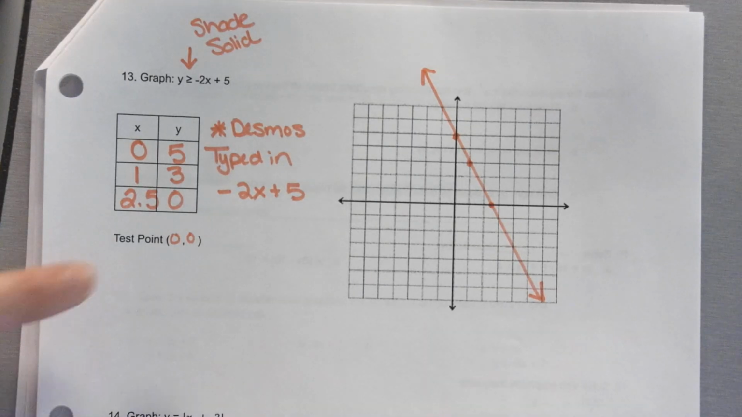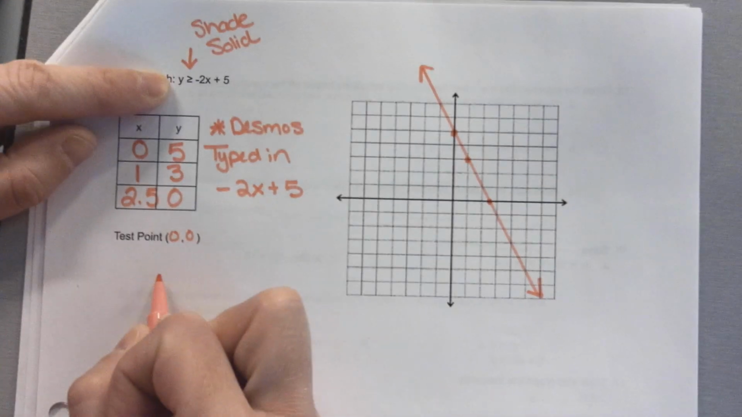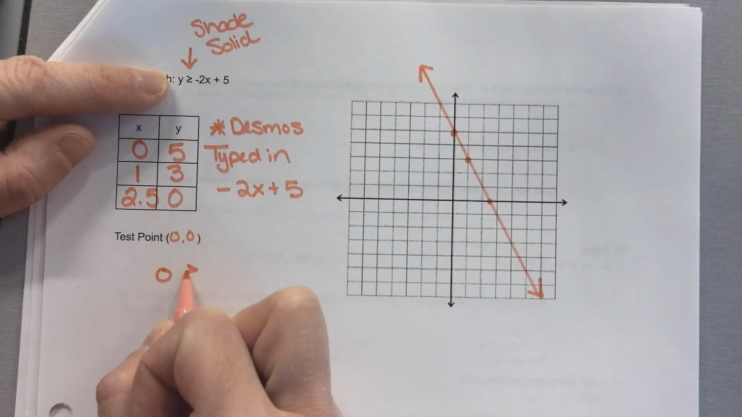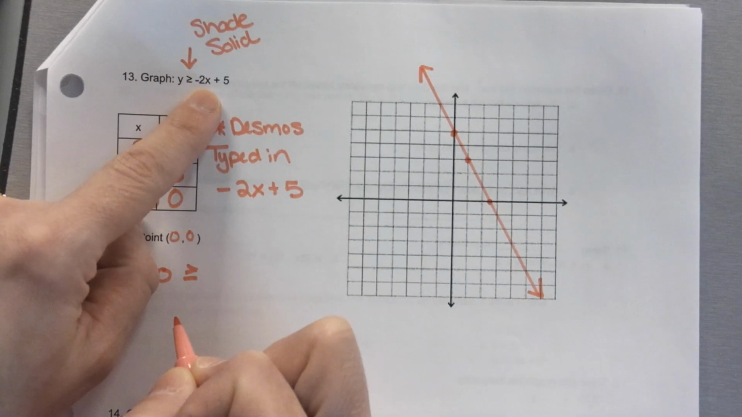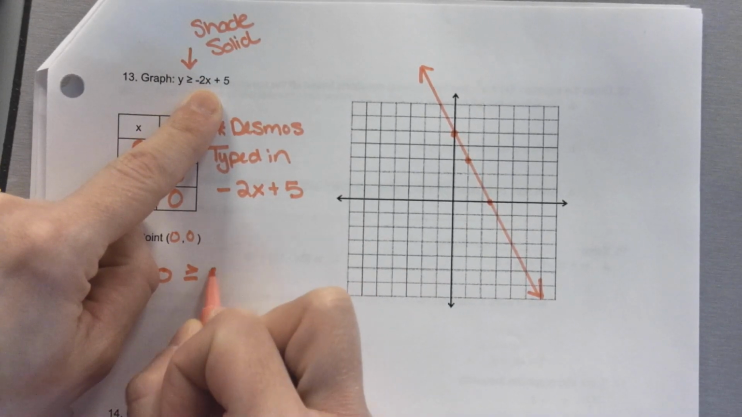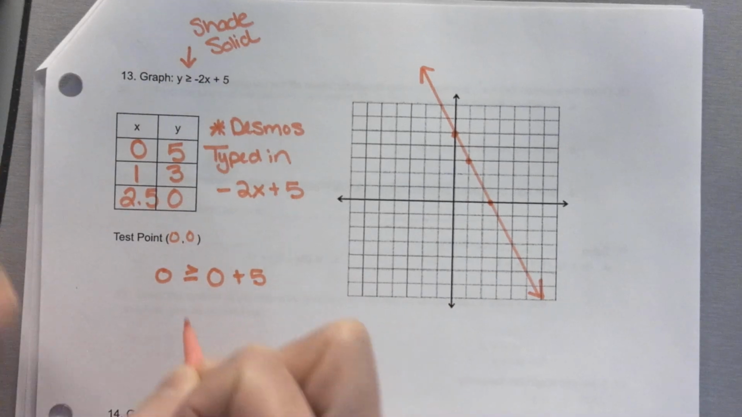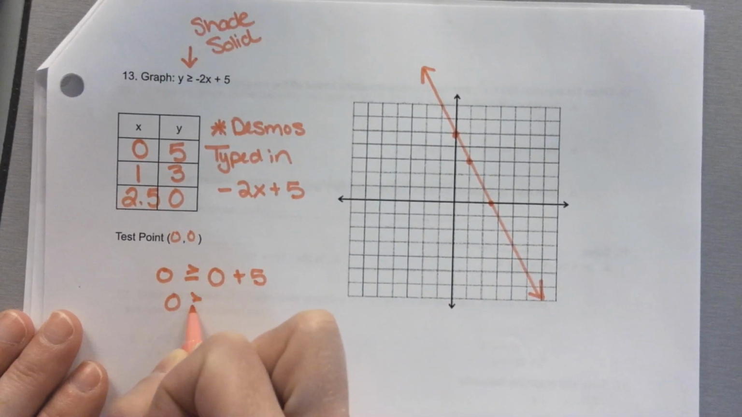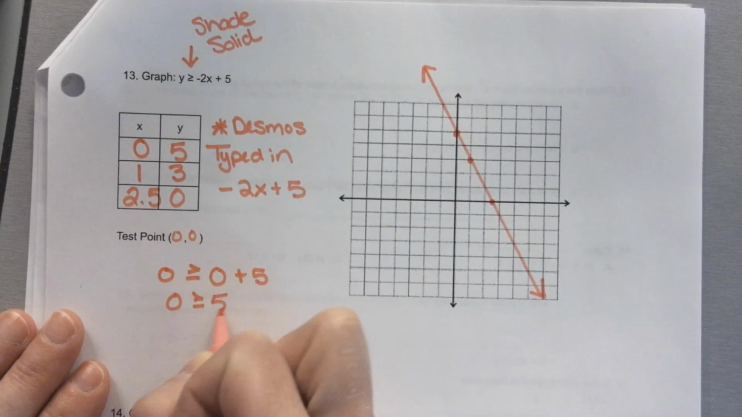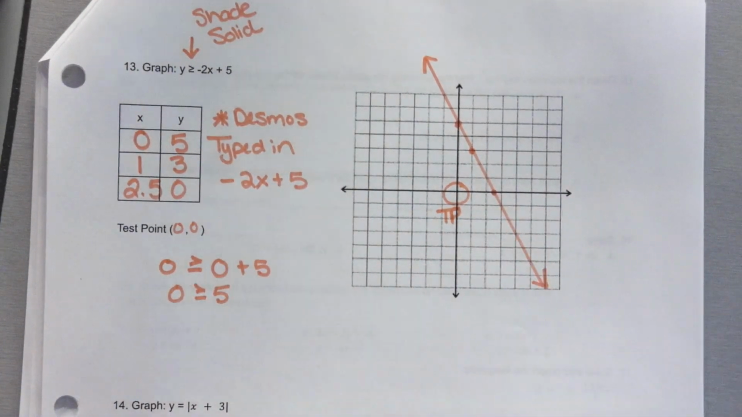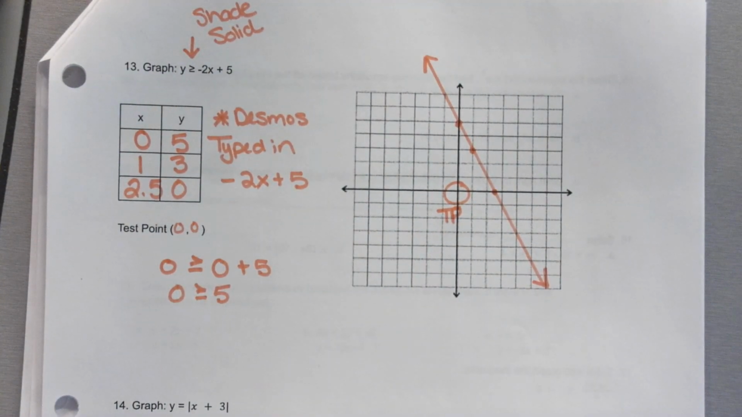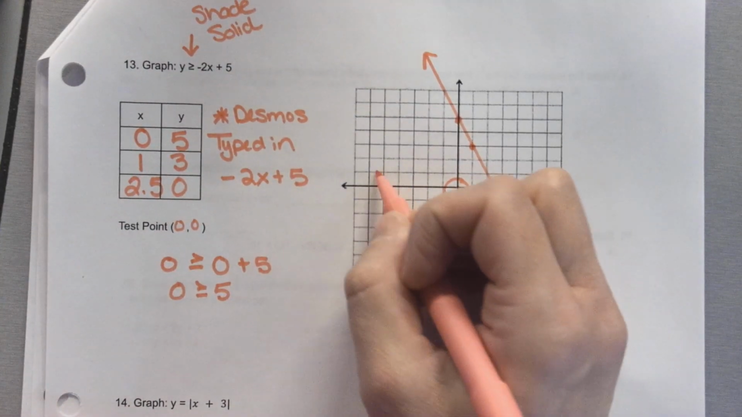Okay, I'm going to plug in my test point of 0, 0. I'm going to plug in 0 for y. I'm going to plug in 0 for x. That makes this whole term 0, right? So I get 0 plus 5. So is 0 greater than or equal to 5? No. So this is where my test point was. So did my test point work? No, it was false.